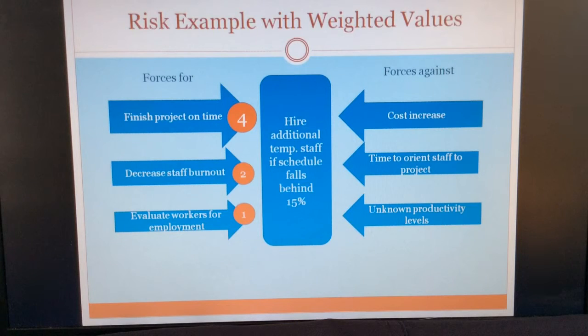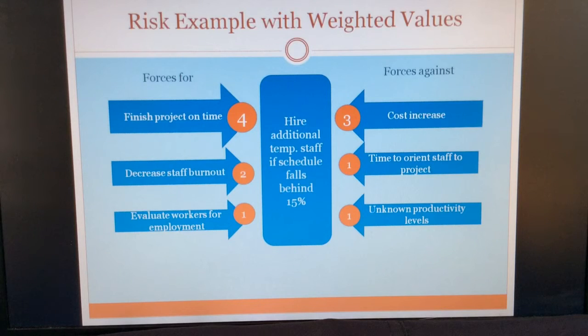On the other side, we have the cost increase. Fairly important, but not as important, again, as finishing the project on time, so that gets rated as a 3. The time it takes to orient the staff is minimal. That gets rated a 1. And the unknown productivity level, a small concern, but that gets also rated as a 1.